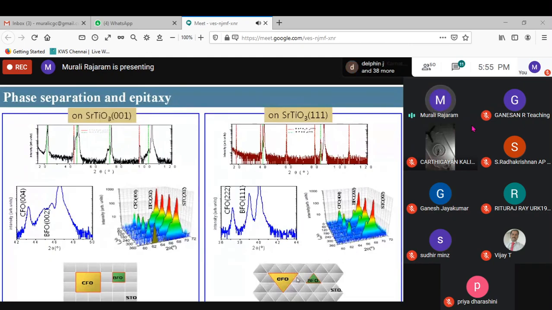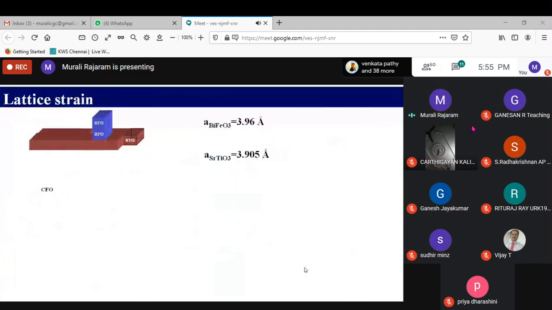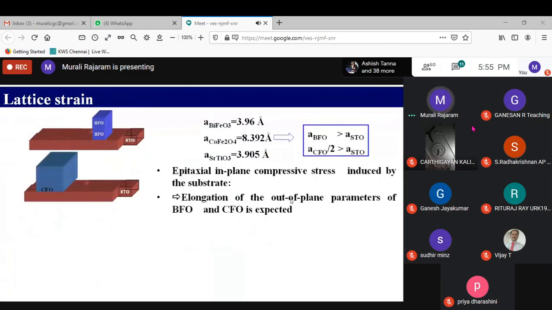So the spinel and cobalt ferrite are twisted on 111. It is changed, like 45 degrees on a 111 oriented substrate. This is quite interesting, and people are working on this one. Why is this twisting on a 111 substrate? So I will just cover the lattice strain part.